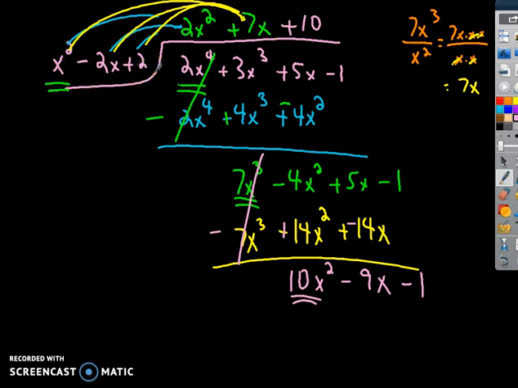Should be 10x squared, and then 10 times the negative 2x is negative 20x, and then 10 times the 2 is plus 20. All right, and then you got to change everybody's sign. Subtract, that becomes plus, that becomes subtract.